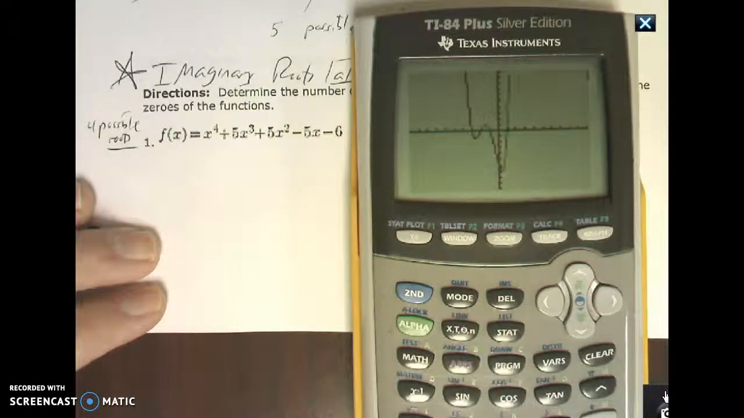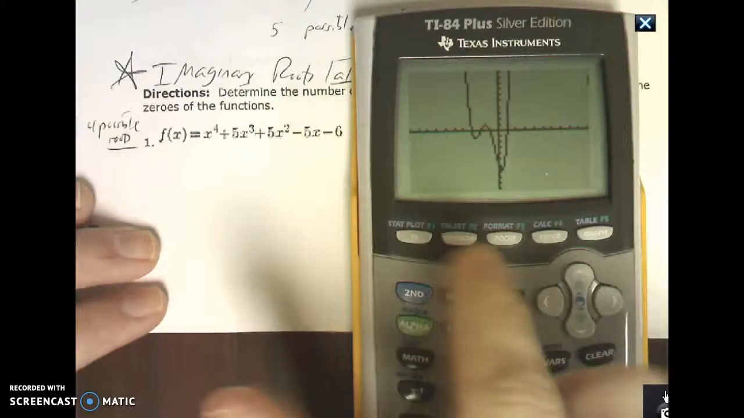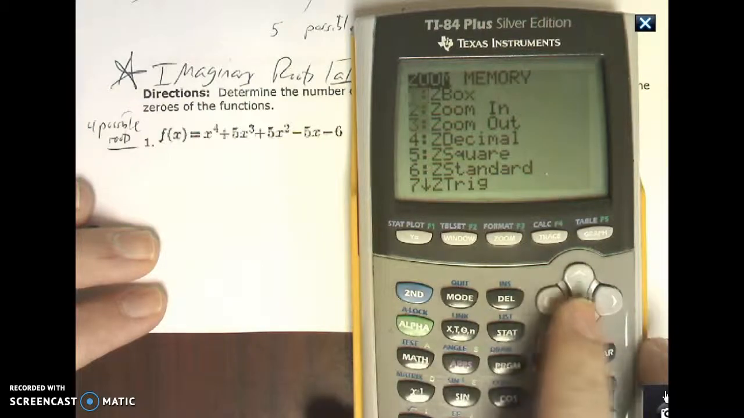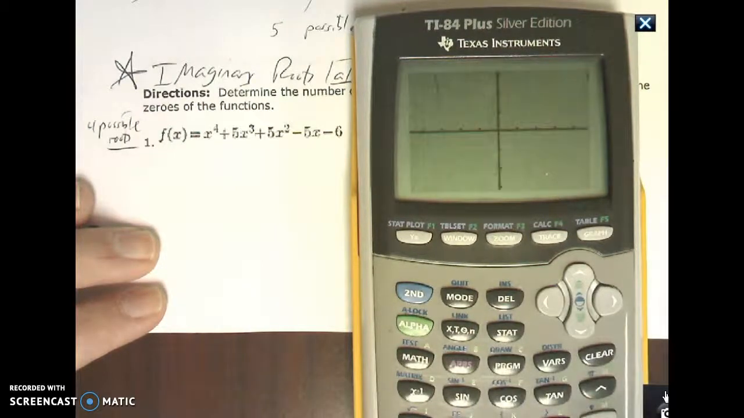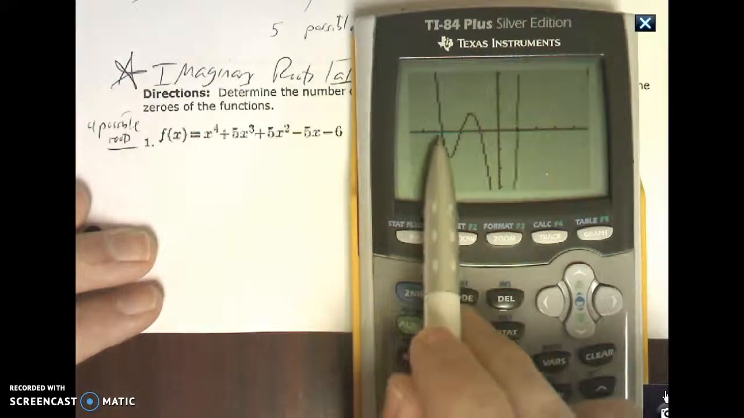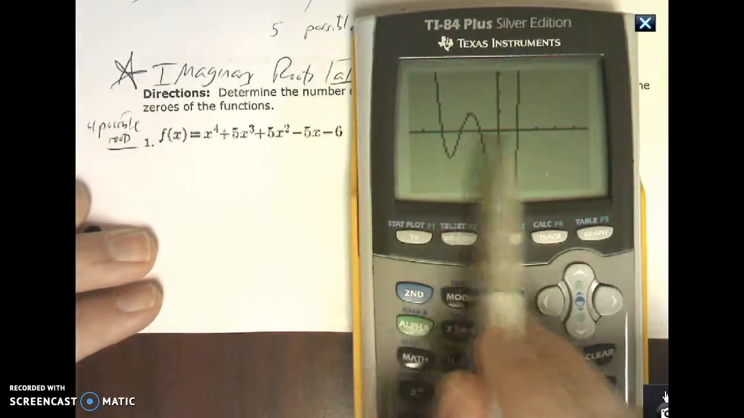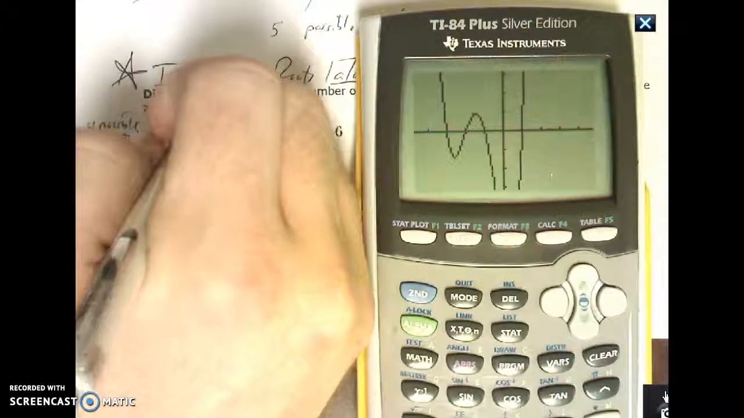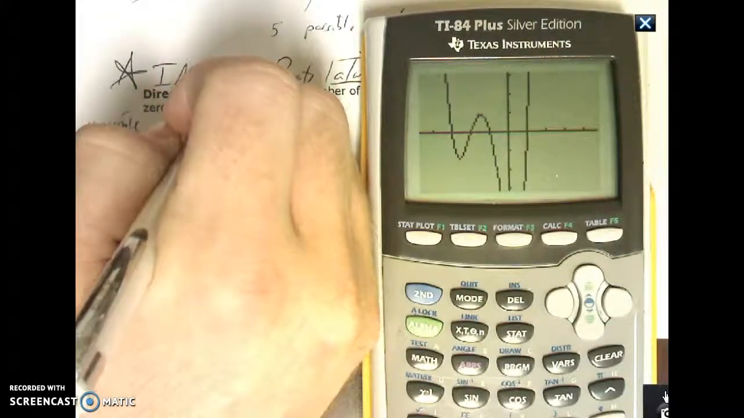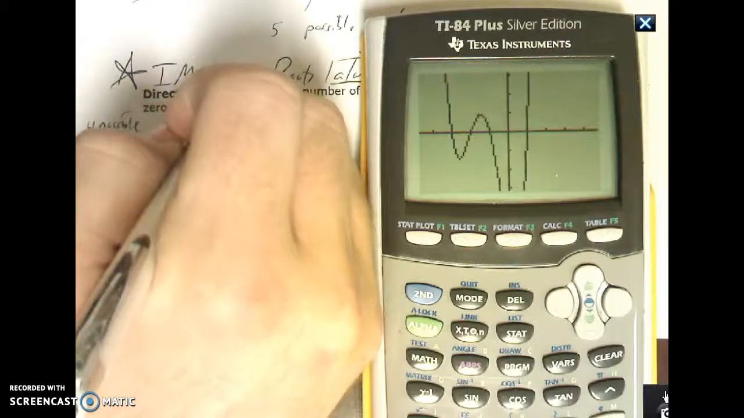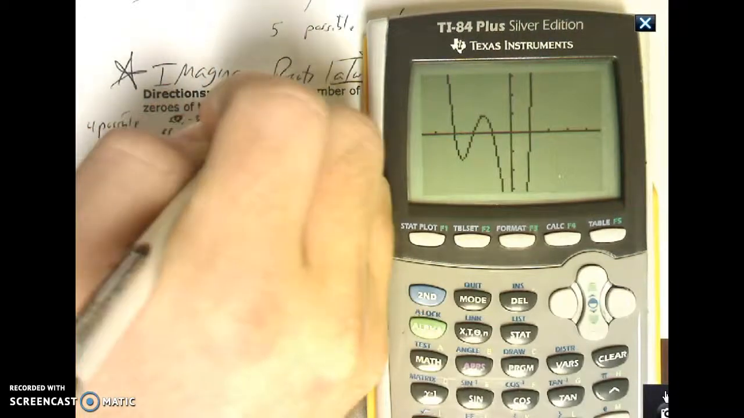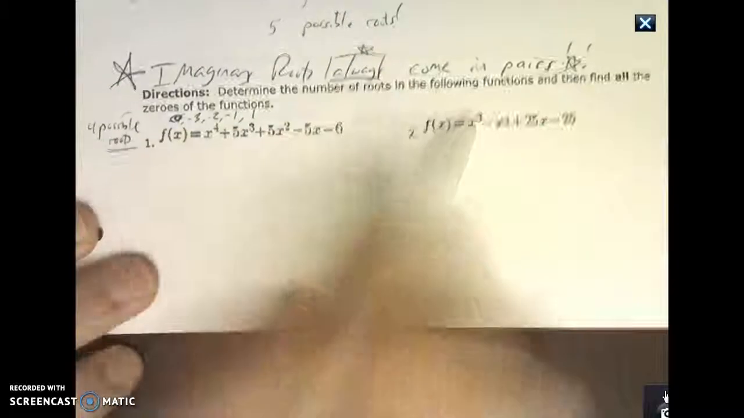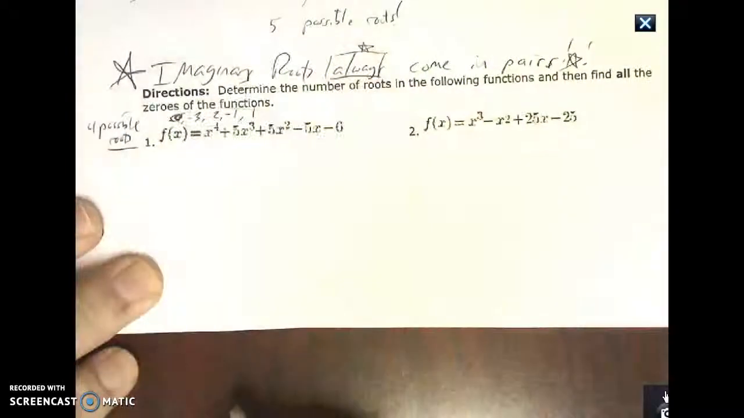One thing I'd love for you guys to get comfortable with is zooming in a little bit so I can see it better. If I hit zoom and then number 4, it zooms it in. Now I'm going to jot these down real quick: -3, -2, -1, and 1. It says determine the number of roots in the following. There's my 4. I think I'm going to have 4 real roots. Let's just check it out.